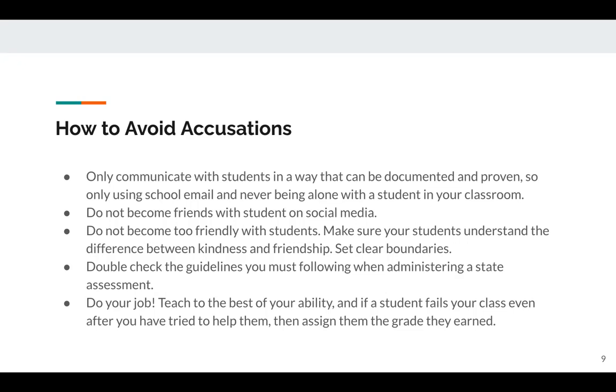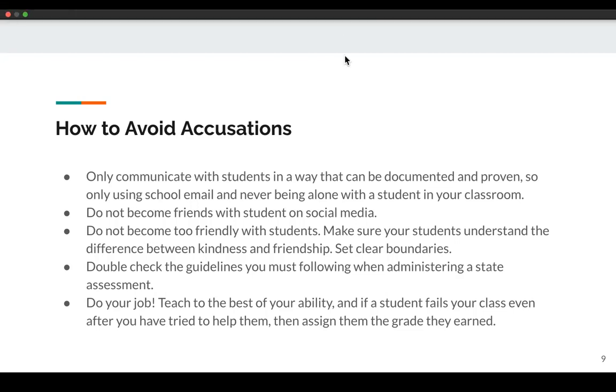And just do your job. Teach to the best of your ability, and always try to help students. But if a student just fails your class because they have not shown up, or you have done everything you can to try and help them, then assign them the grade that they have earned. It is not up to you to pass a student for no reason. That is my presentation on unethical behaviors from educators.